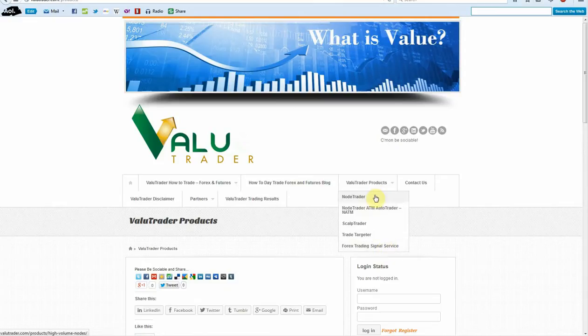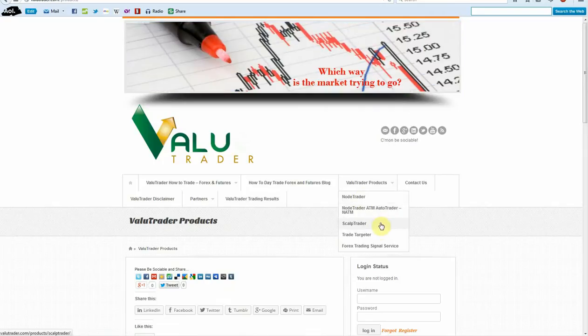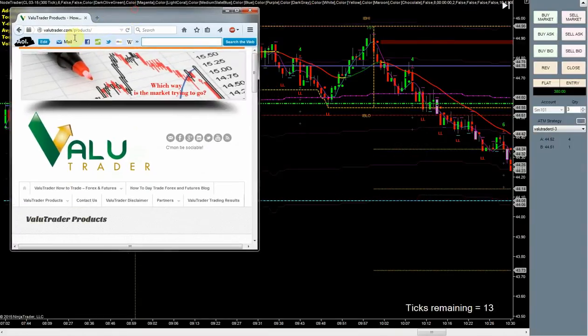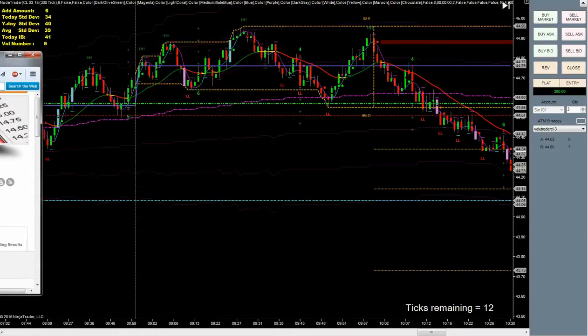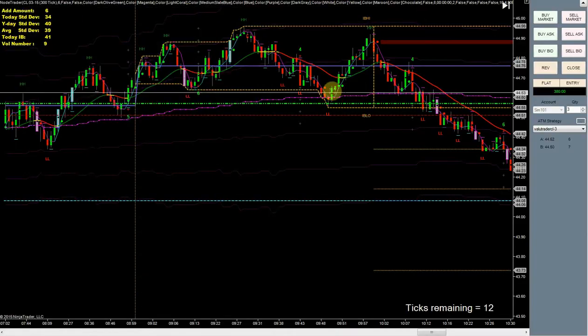I decided on the nodetrader. The nodetrader encompasses the scalp trader and also trade targeter, so those are included within the nodetrader itself. So you can definitely check that out. Just go to valutrader.com to get more information there. But I want to actually show you what it looks like on the charts here.